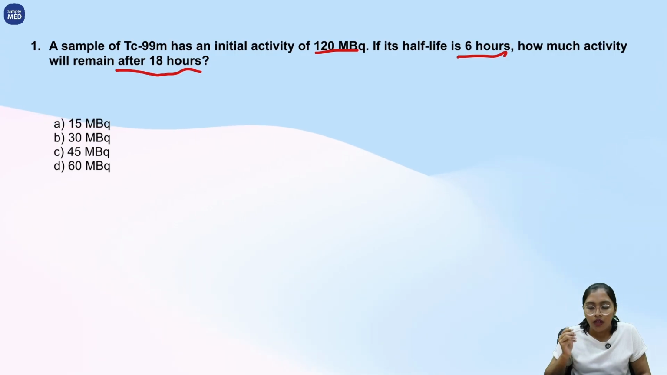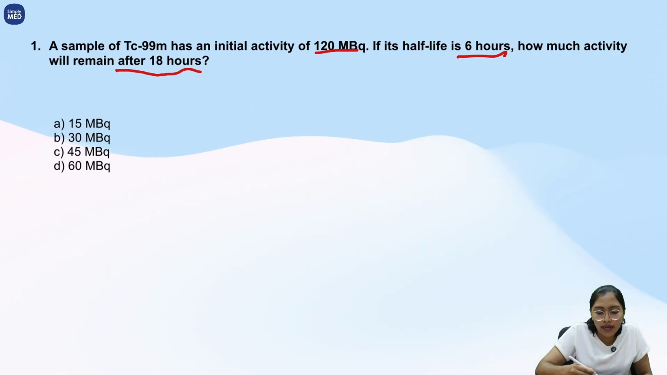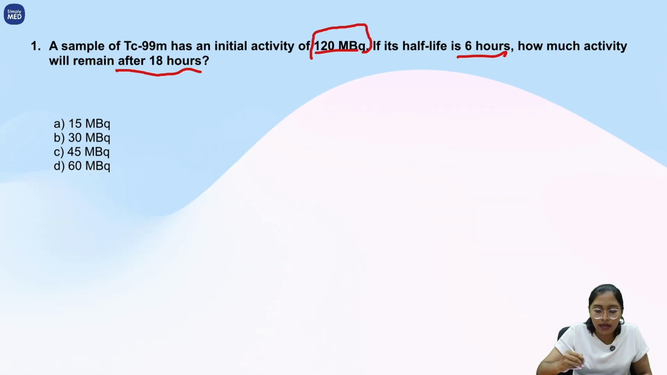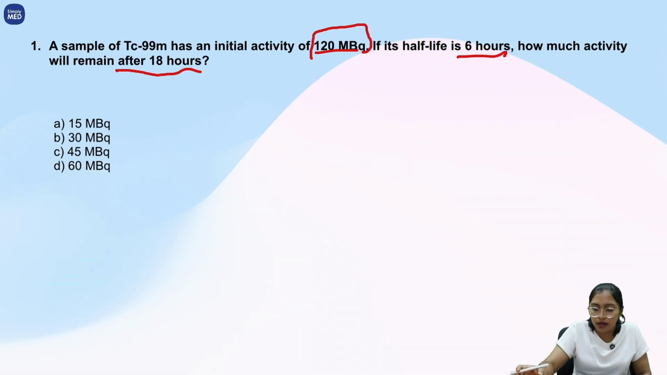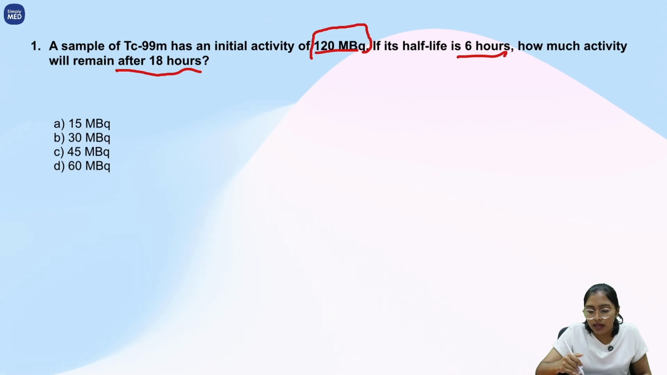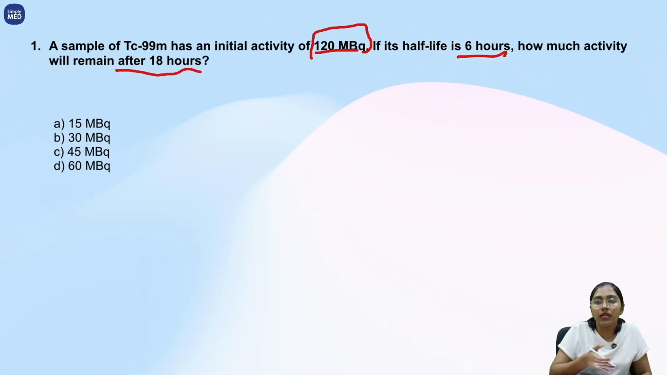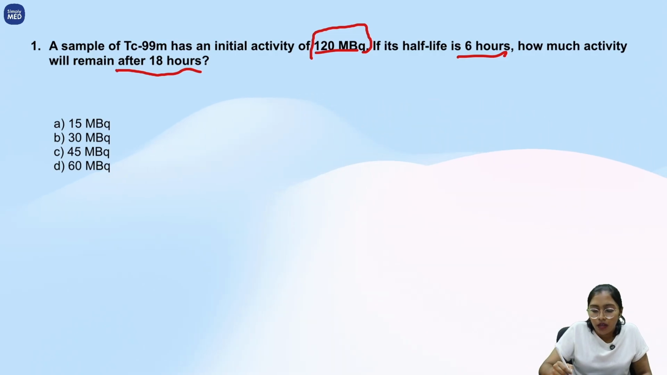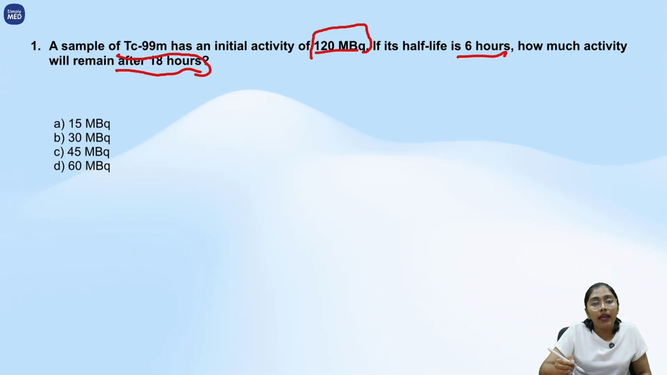Now that you have got the concept, we can go back to our question. Here it is given that a sample of technetium-99 has initial activity 120 millibecquerel. So that is the initial quantity, and the half-life of this element is 6 hours. It means that after 6 hours, the initial quantity will have been reduced to half of it. Now we need to find out how much will be remaining after 18 hours.